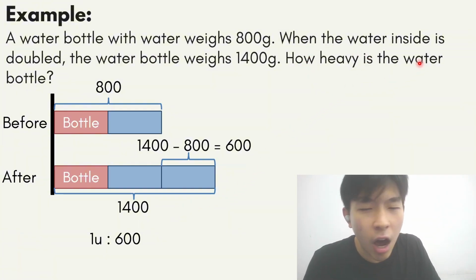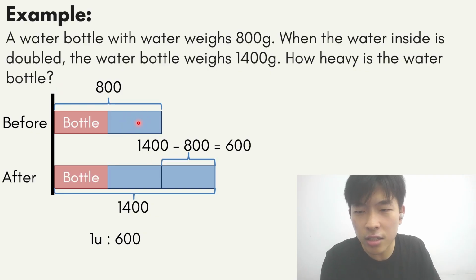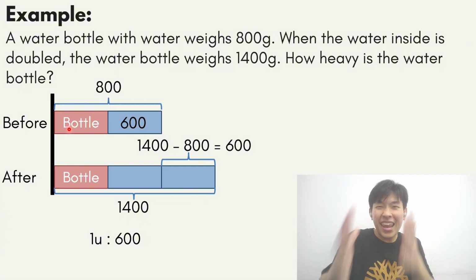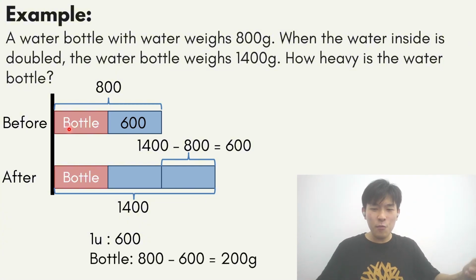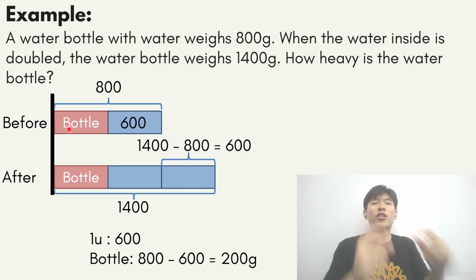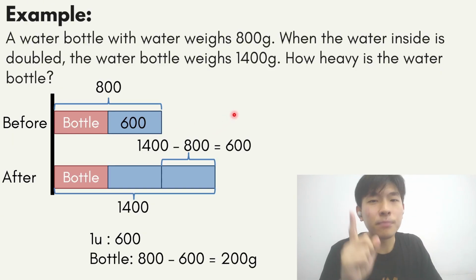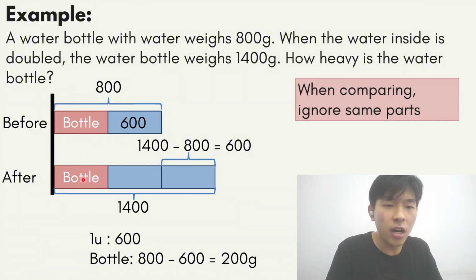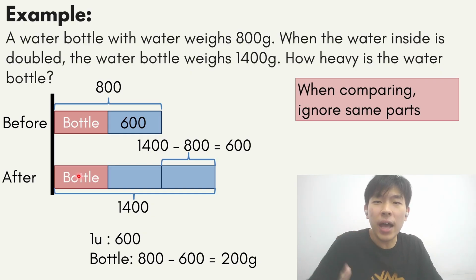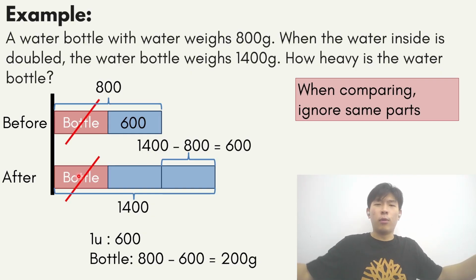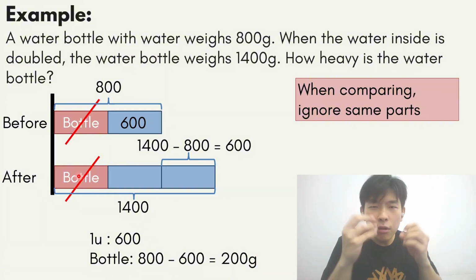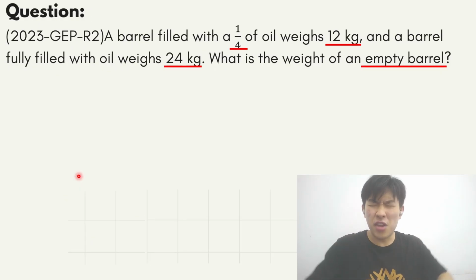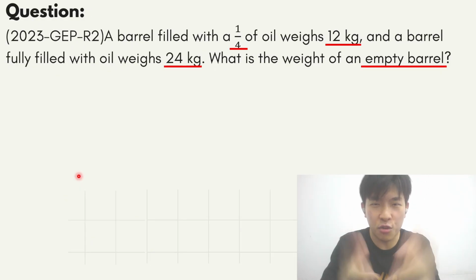Now the question wants to find how heavy is the water bottle. So here I know that this thing is 600. How to find the water bottle? Yes, just need to take 800 minus 600. Then we get the water bottle's weight. So from this question, let's do a very quick summary. When we are comparing, you see, both of the water bottles' weight are actually the same. So here, when comparing, we need to ignore the same part. It's just like we remove these two water bottles, then don't look. Then we only compare the water's weight to find the difference here. Okay? So now we are very ready to solve this question here.